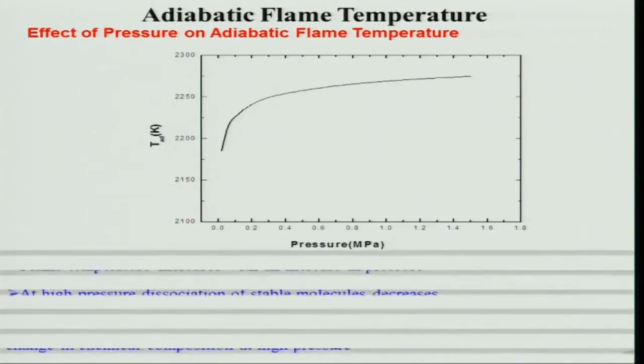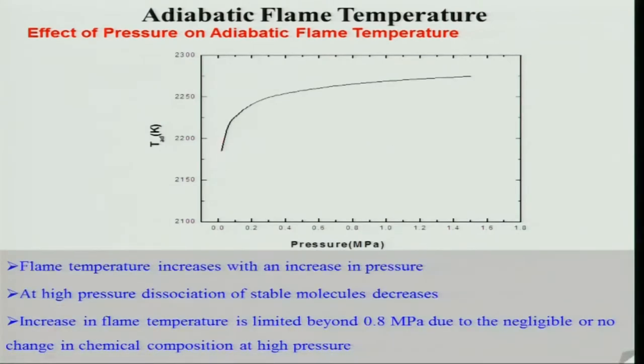If you look, at lower pressure it increases steeply, after that it increases asymptotically. Keep in mind that beyond a certain pressure, the temperature increase won't be very much, due to no change in chemical composition, particularly at high pressure, right. So at high pressure it is not really changing much, but in the low pressure region, the effect on temperature is very significant.